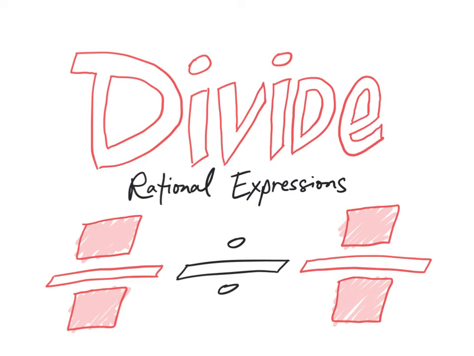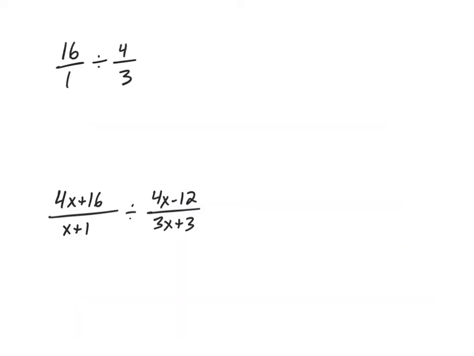All right, all right, all right. So we have added rational expressions. We've subtracted rational expressions. We've multiplied rational expressions. What's left? To divide. Let's go ahead and divide some of these fractions. Let's take a look at some numbers first.